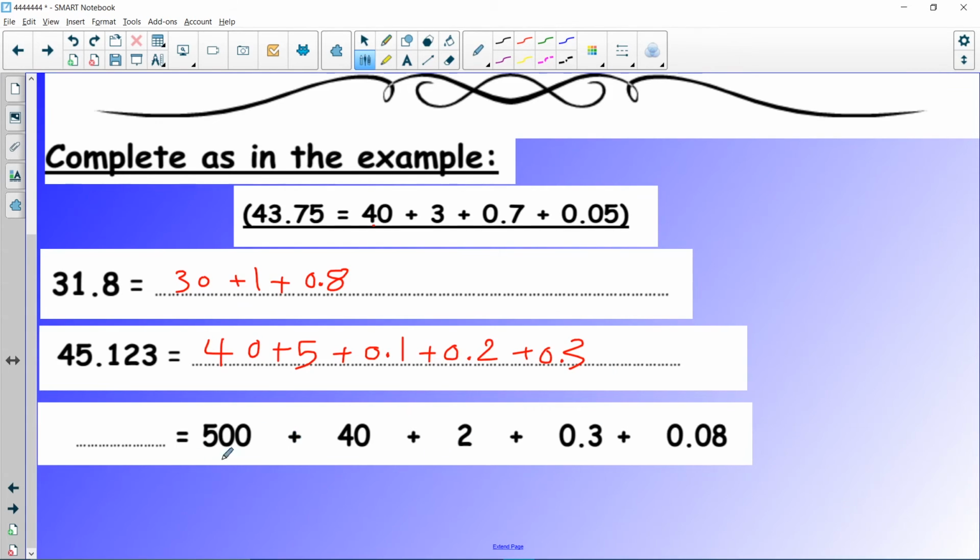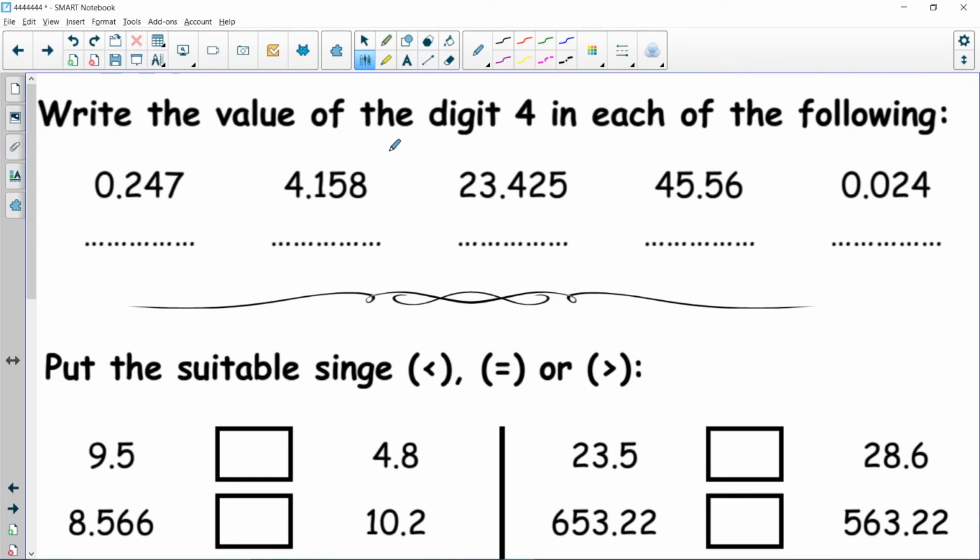He wants the compact form. Okay, let's start. 500, 40, 2 plus 0.3, 0.08. Write the value of the digit 4 in each of the following.